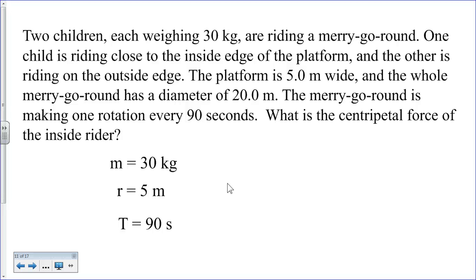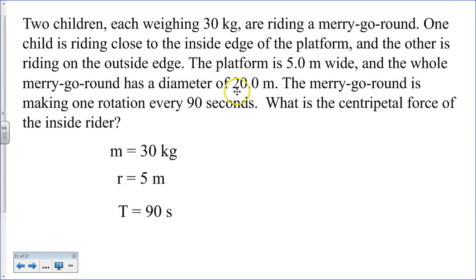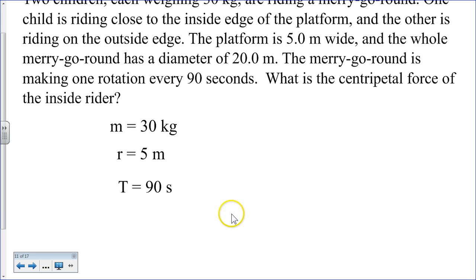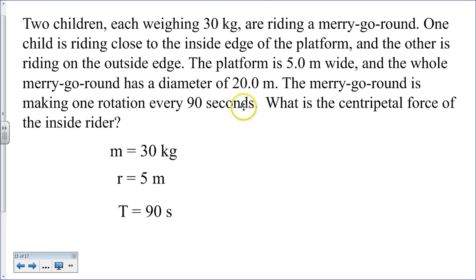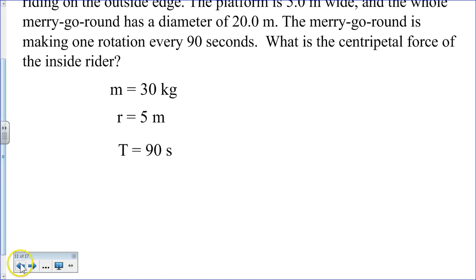So we're going to be looking at, in this case, the inside rider. Again, the rider weighs 50 kilograms. If the whole platform is 20 meters across, then the radius of the merry-go-round is 10 meters. And if the platform itself is 5 meters wide, if the outside is at 10 meters, then the inside of the platform has to be at 5 meters. So we get a radius of 5 meters. Each kid still takes 90 seconds to go around. That doesn't change.